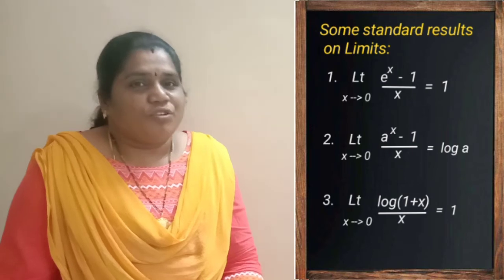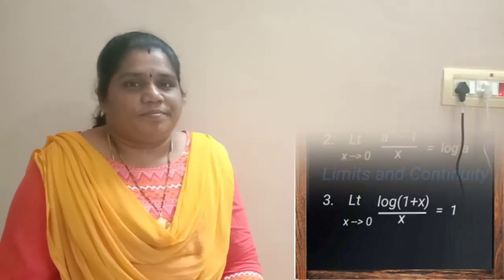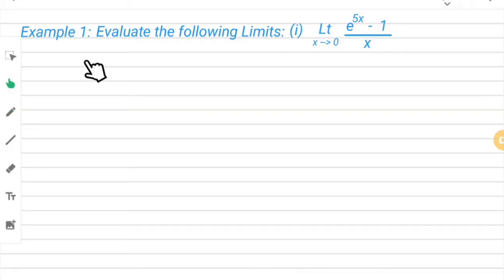Okay, let us go on to the examples. Example 1. Evaluate the following limits. Limit x tends to 0 of (e power 5x minus 1) whole divided by x. This one is in the form of limit x tends to 0 of (e power x minus 1) whole divided by x, and we know the result of this one is 1.